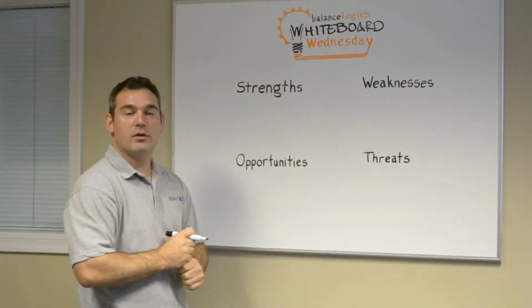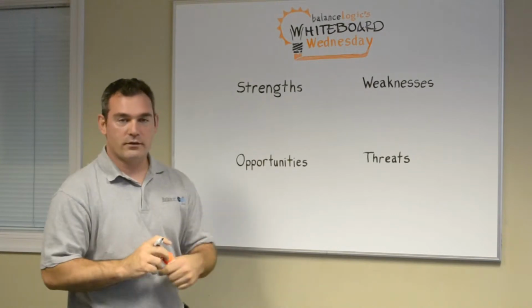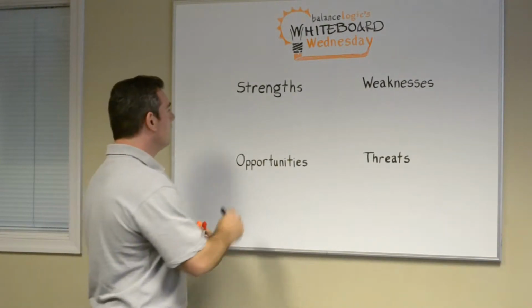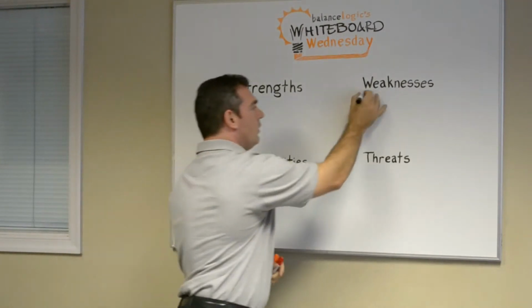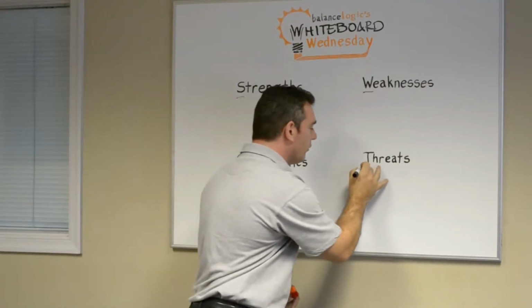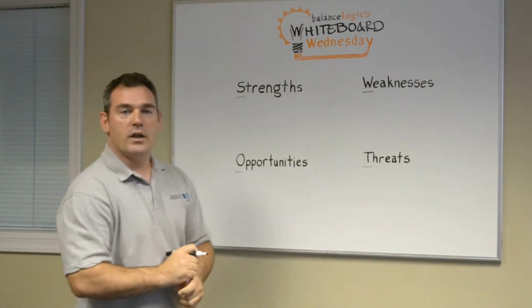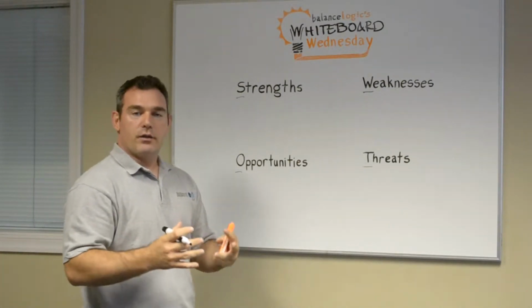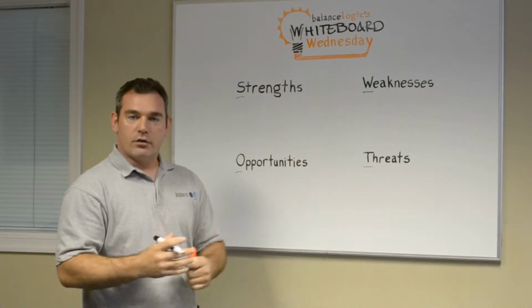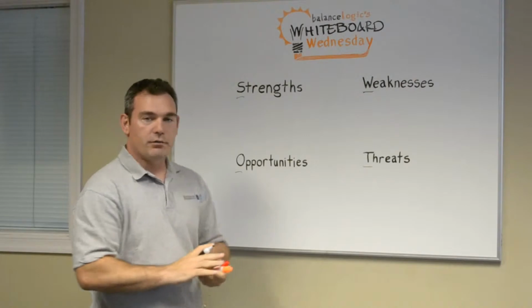My name is Bill Campbell, and today's session is going to be on how to create a SWOT analysis. So what does SWOT stand for? SWOT stands for strengths, weaknesses, opportunities, and threats. So what is a SWOT analysis? A SWOT analysis is a tool used to put together and look at internals and externals, positives and negatives of a company, and put it into an easy-to-read format.